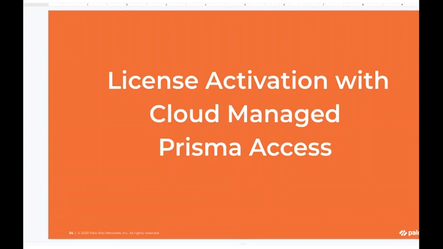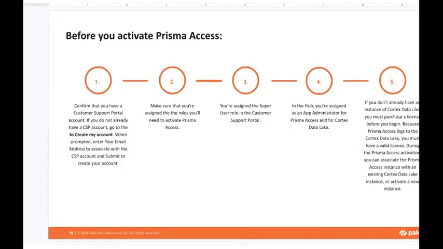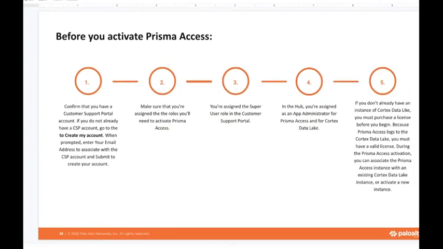Let's have a look into the license activation with cloud-managed Prisma Access. So before you activate, make sure that you have set up a support portal account. All the roles, super user roles, have been assigned. You are registered as an app administrator for Prisma Access and Cortex Data Lake in the hub.